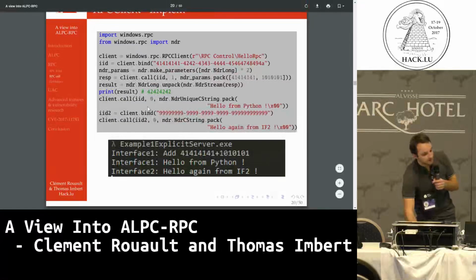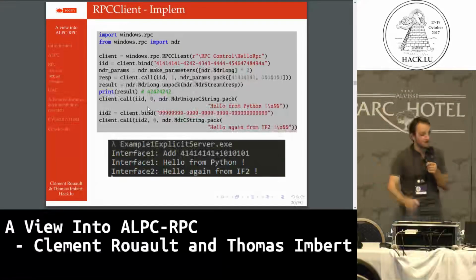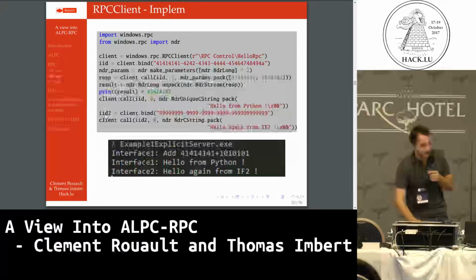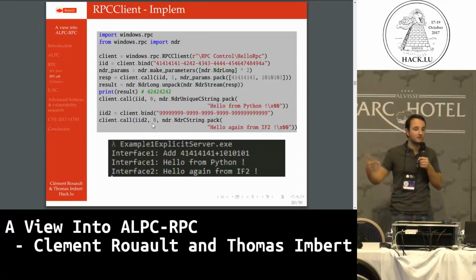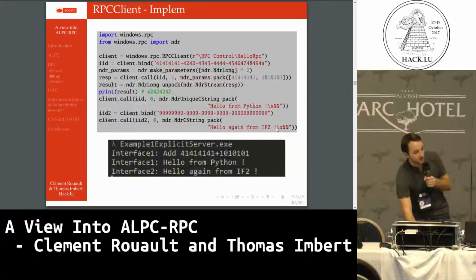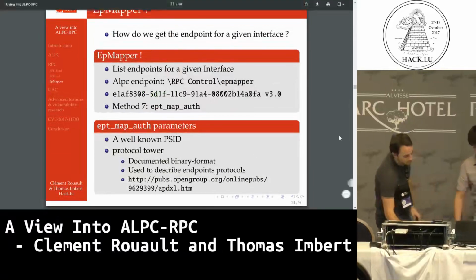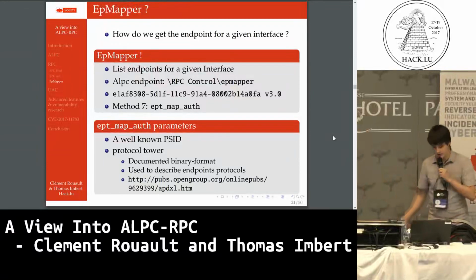And last of all, to show you that we are able with the same client to bind to multiple interfaces, we bind to the interface 99999, giving us another interface ID, and we call method 0, which is also another remote printf. We send it "hello again from interface 2", and you can see that interface 2 indeed prints "hello again from interface 2". So now we are able to connect, bind and perform RPC calls.